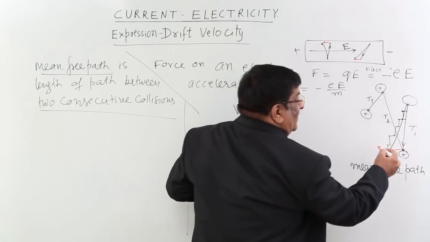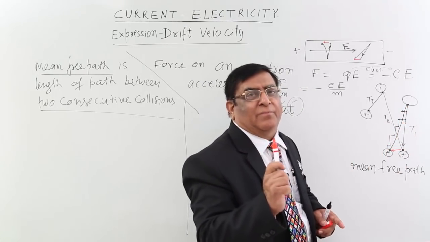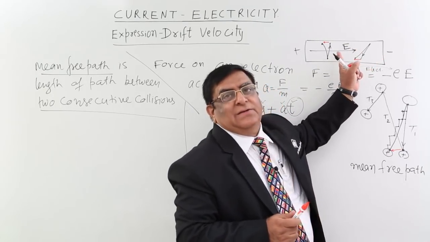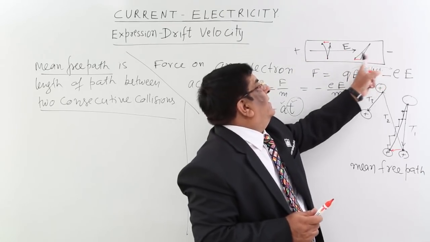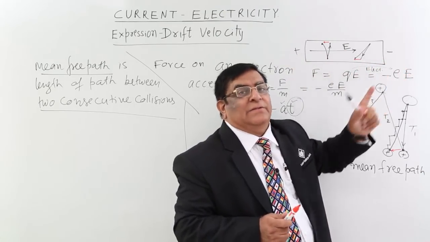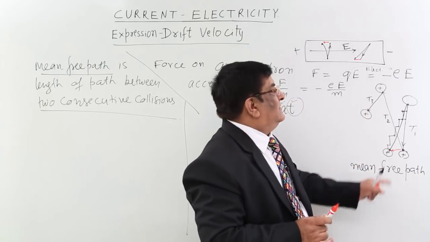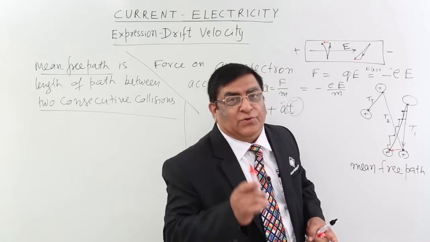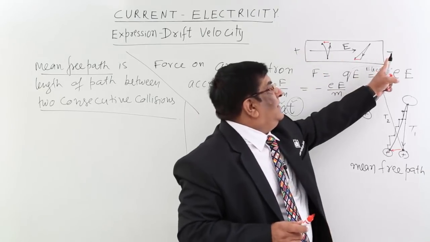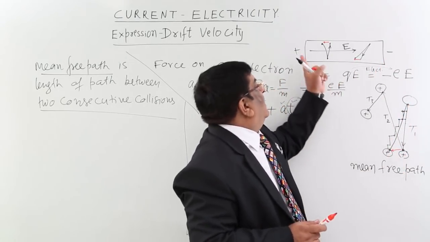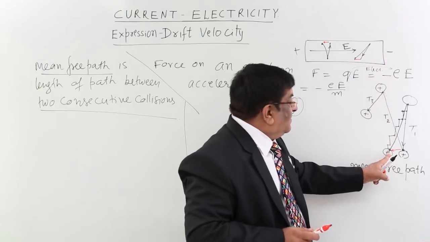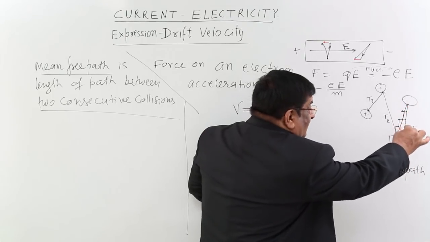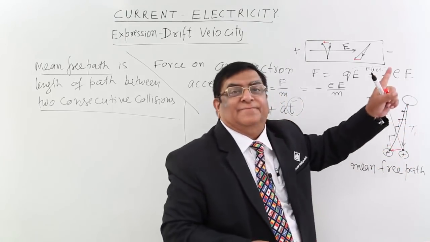And this path, remember, is a very minute question that sometimes somebody asks: what is the path of electrons inside a conductor when a current is flowing? Is this path a straight line or is it a curve? A very minute question. So remember, when there is no current, the path is a straight line. When an electric field is applied, this path is not a straight line. Because of the force in one direction, it becomes a parabolic path and it strikes here.